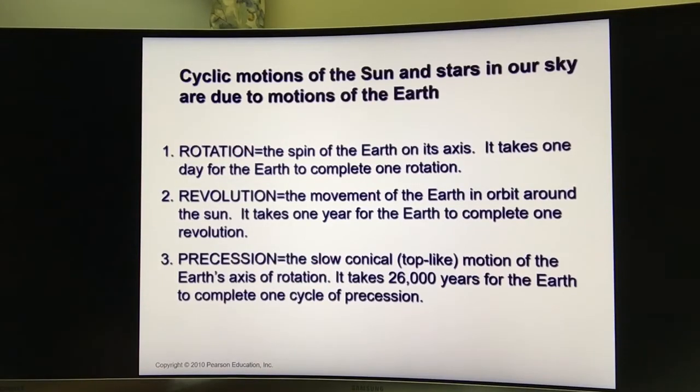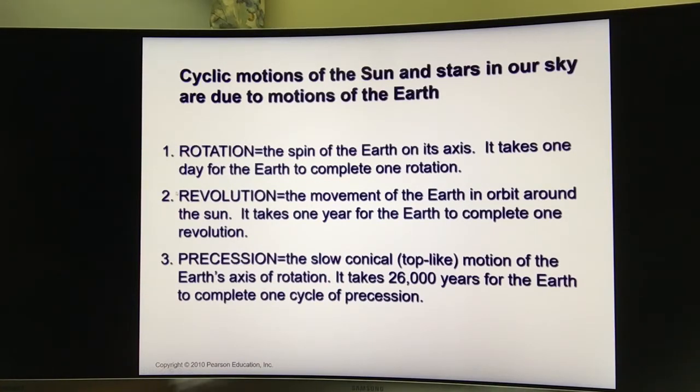So this video is about motion of the earth. There are three kinds of motions we're going to talk about. The first is rotation, which is the spin of the earth on its own axis. It takes 1 day for the earth to complete one rotation. Okay, that's how we define 1 day.